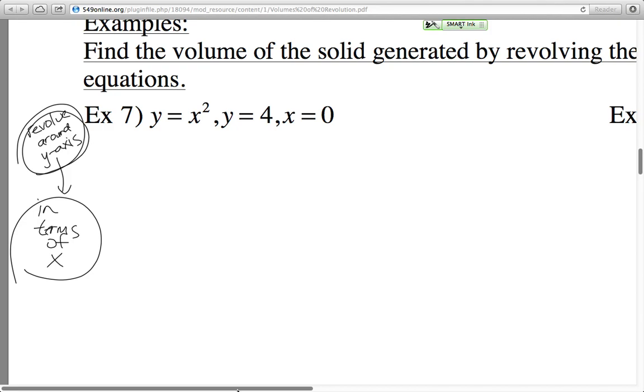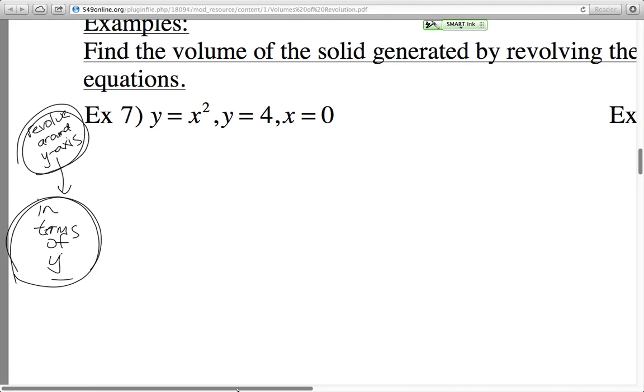Now everything has to be in terms of x. That's different. That means all your equations have to be solved. Sorry, no, I screwed that up. Everything has to be in terms of y now.